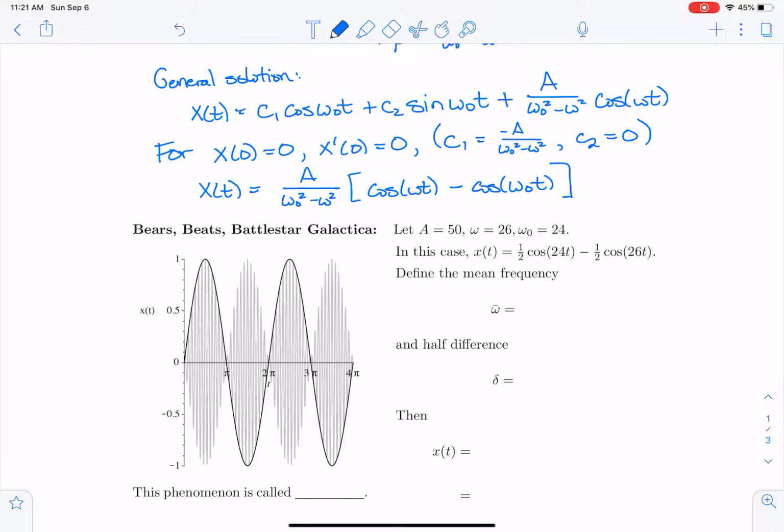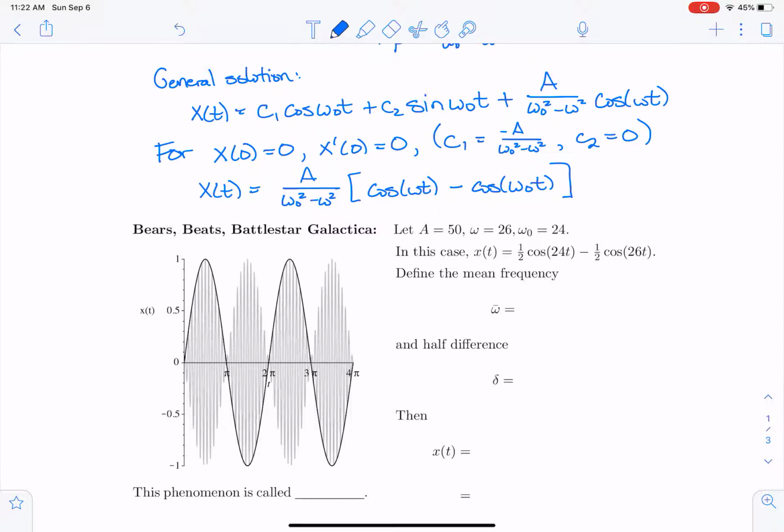Okay, so that is the solution to our second order differential equation. But the question is, what does this solution look like? What is the behavior of this solution? I see that it's just a cosine of omega t minus a cosine of omega 0 t, but what does it look like? Well, I want to show you an example.